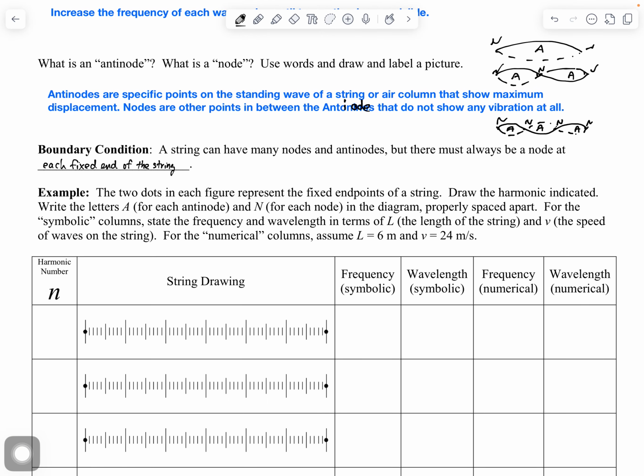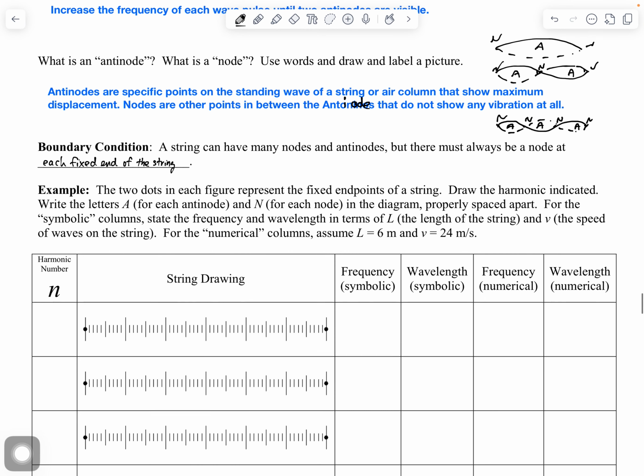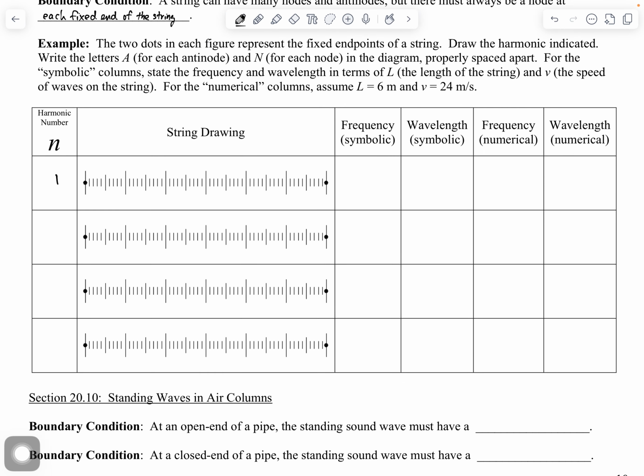Okay, so each dot in the figure below represents the fixed endpoint of a string. Draw the harmonics indicated, write the letter A for each antinode, N for node in the diagram, properly spaced apart. For the symbolic columns, state the frequency and the wavelength in terms of L and the speed on the string. For the numerical columns, assume that L is 6 meters and V is 24 meters per second. Now we're going to do this for harmonic number 1, 2, 3, and 4.